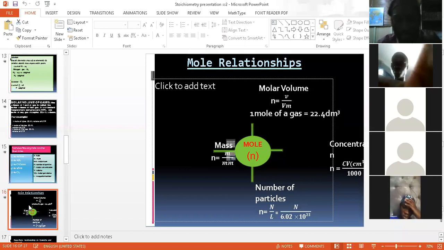So I think I have a better chart that illustrates the relationship mole has with different parameters. If you look at the mole at the center here, that's the relationship with mass. So if you are given the amount of the substance in mole, you have to convert to mass.